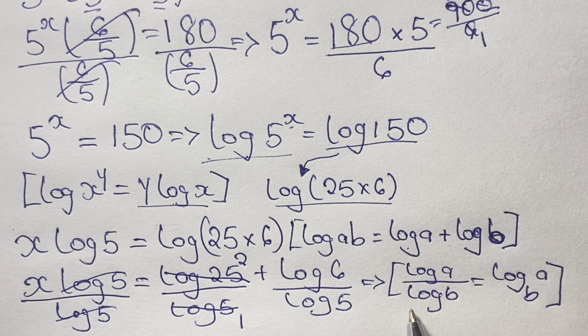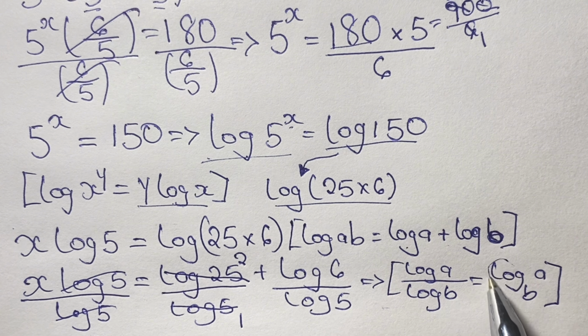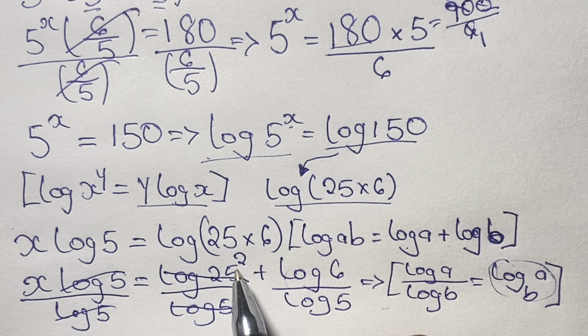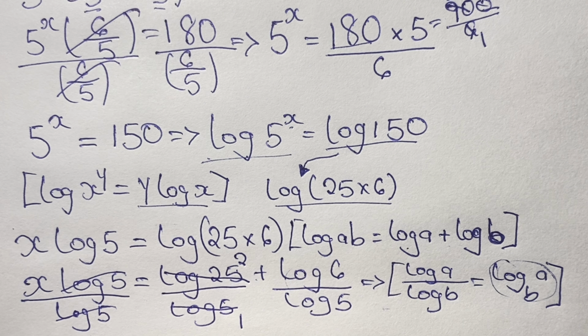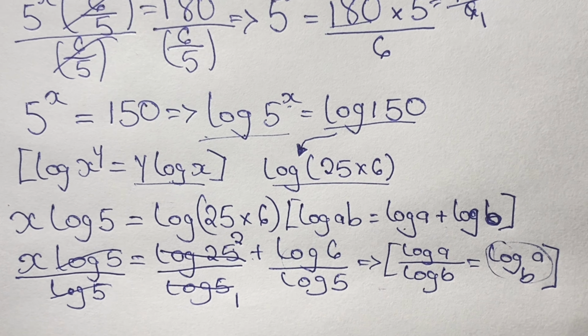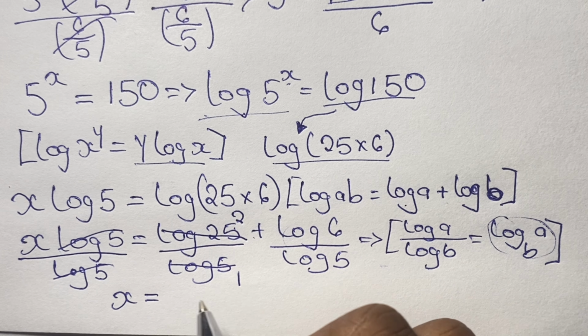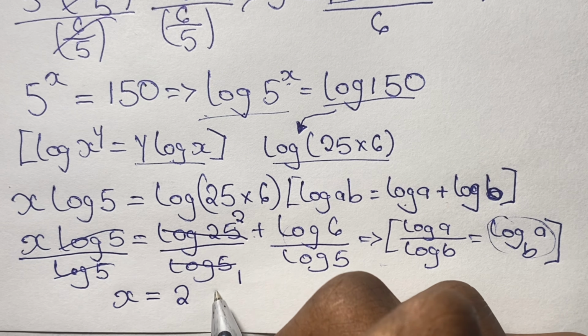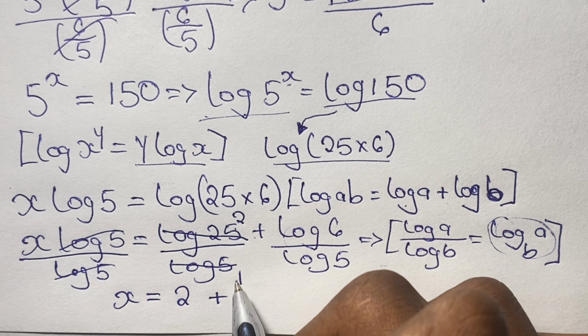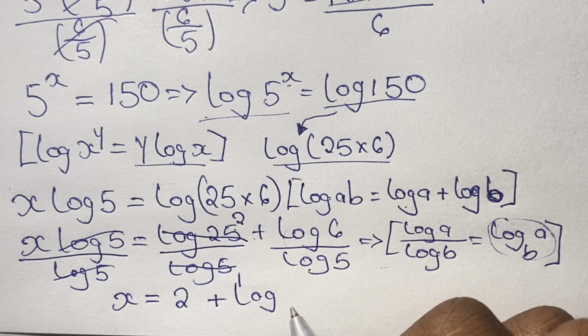Now from here, we'll use the logarithm rule, log base B of A, to simplify our solution for x here. So we have finally arrived at our solution for x. X is equal to 2 plus log base 5 of 6.